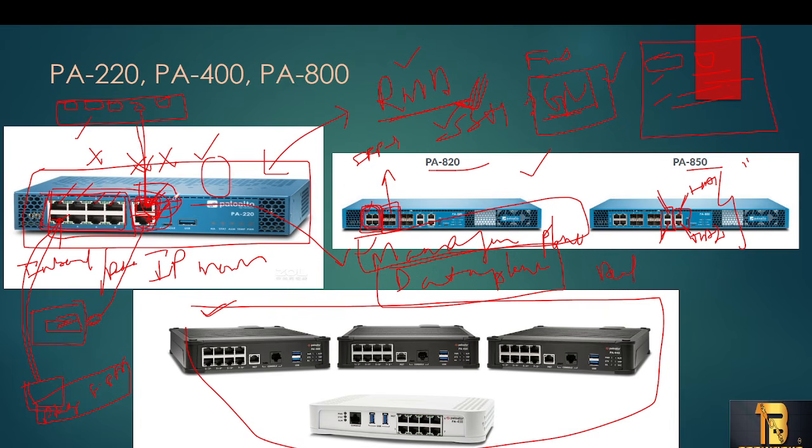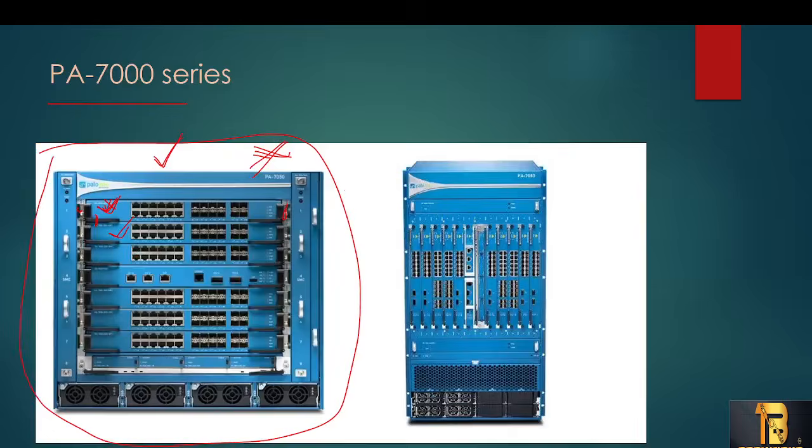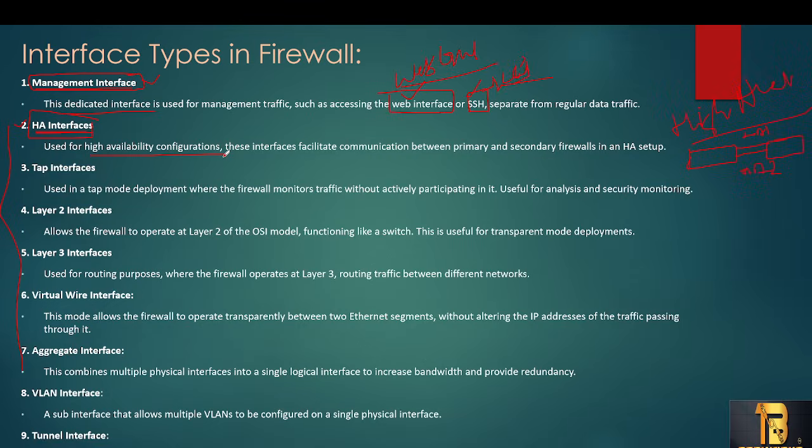But some firewalls don't have dedicated HA interfaces. If you see here, we have management and console, but nothing separate like HA1 and HA2. In that case, we use any of the free data plane interfaces. If you have a dedicated HA interface you can use that, otherwise you can use a data plane interface. On the PA220 and PA400 you cannot see dedicated HA interfaces, but on other firewalls you can. These HA interfaces are mostly used for forming high availability between the firewalls, to have redundancy in the network.